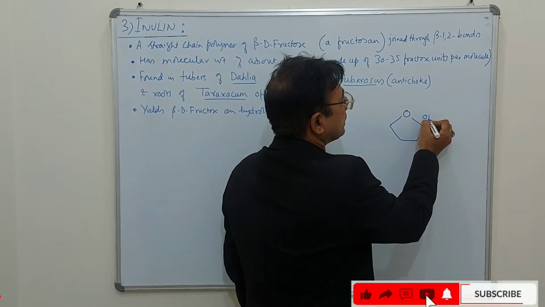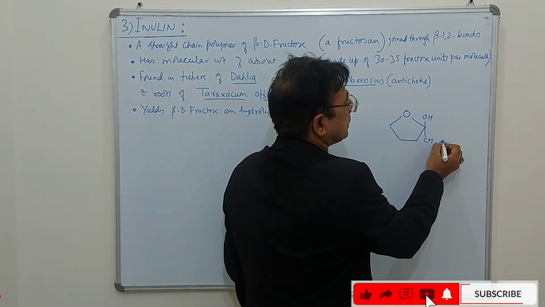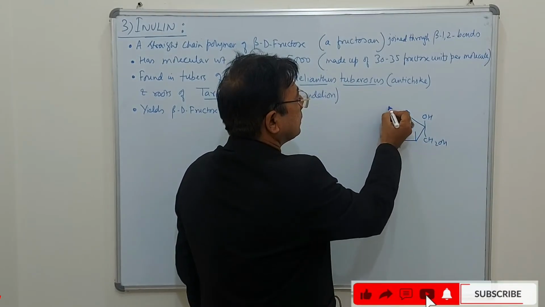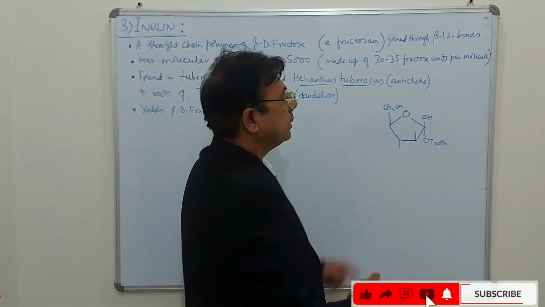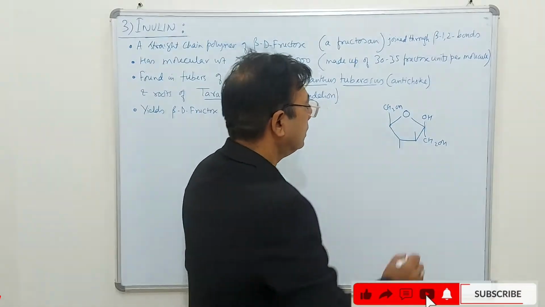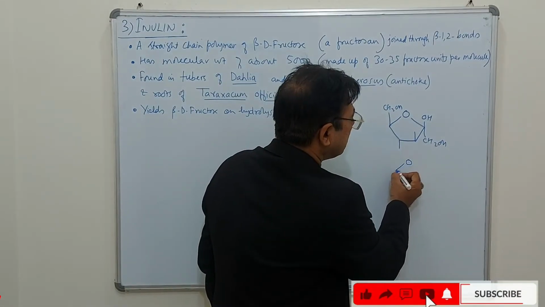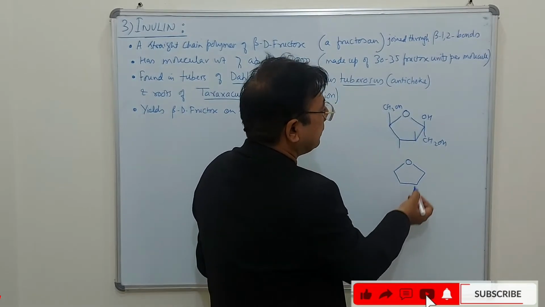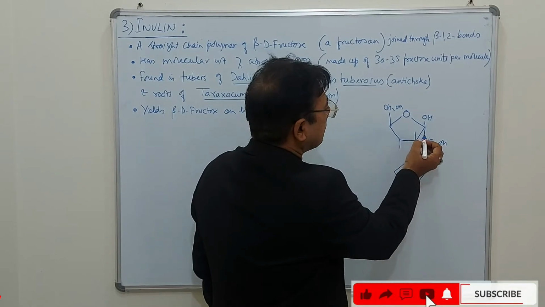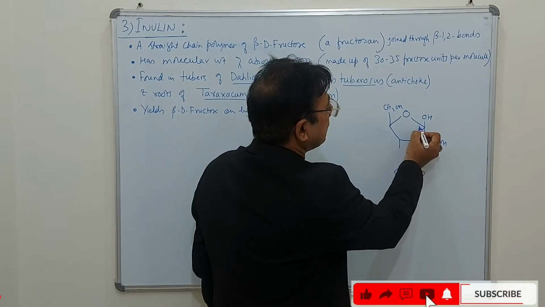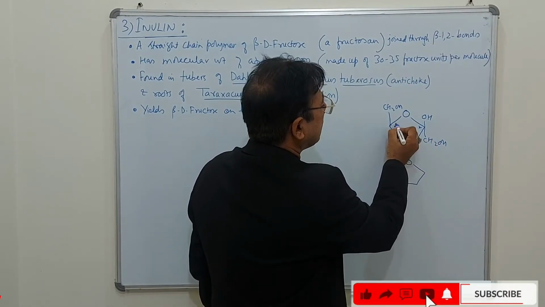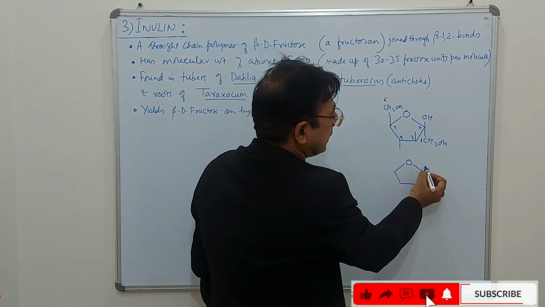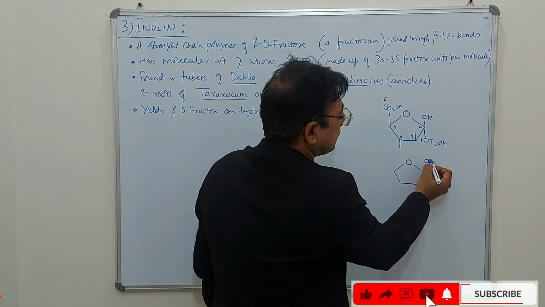See, I am making this. This is beta D fructose. As you already know, this is one beta D fructose molecule. What you have to do, you just link the next beta D fructose, and you know the numbering. This is position 1 2 3 4 5 and 6. So we are taking position 1 of this fructose, and this is OH.